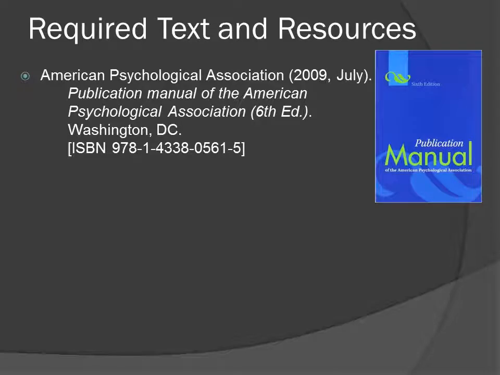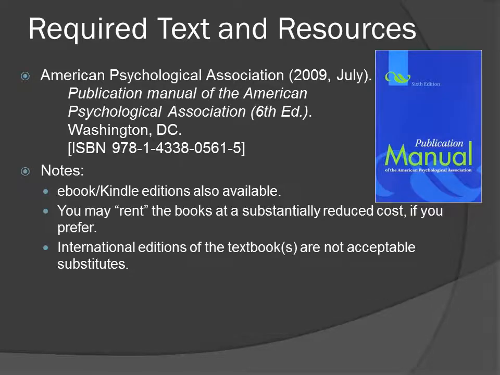The textbook for this course is the APA Guide, the 6th edition. Fortunately, it is not an expensive textbook, costing under $50 for the softcover version. If you prefer an ebook or Kindle or any other edition, or prefer to rent it, that is perfectly acceptable. International versions of the textbook, however, are not the same. Please do not purchase those.